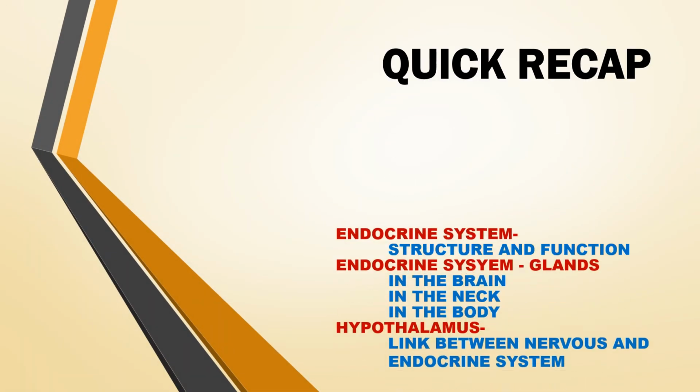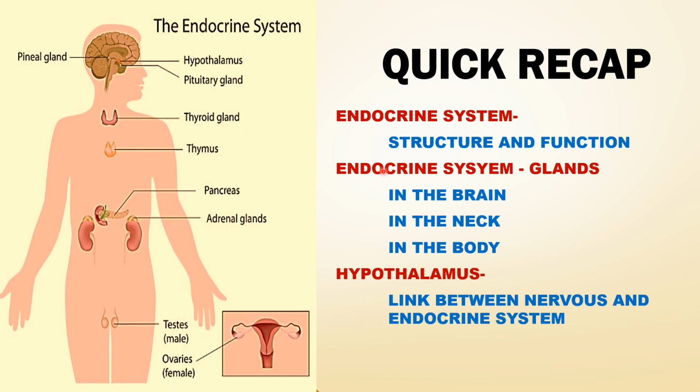Now let's have a quick recap of what we have learned. The endocrine system, the structure and functions. The endocrine system includes ductless glands and is seen in the brain, neck and the body. The glands are the pineal gland, hypothalamus, pituitary gland, thyroid gland, thymus, pancreas, adrenal glands and the gonads, that is the testes and the ovaries. So these are the glands present in the human body. The hypothalamus acts as a link between the nervous and the endocrine system.